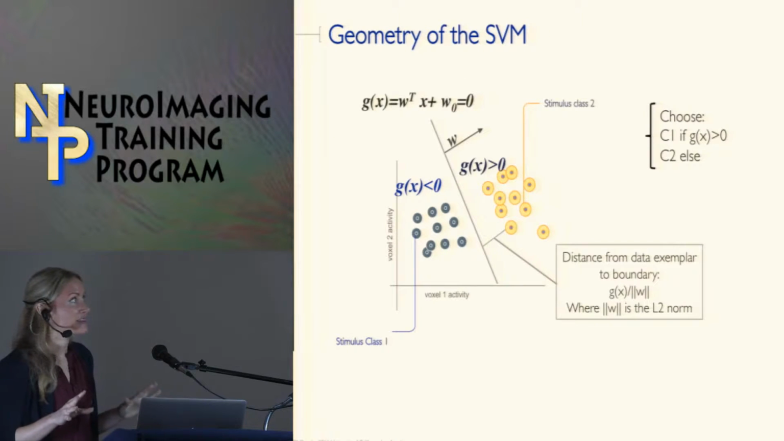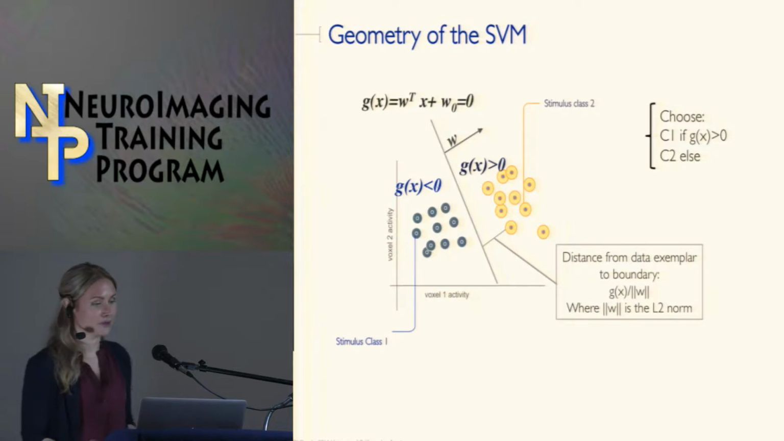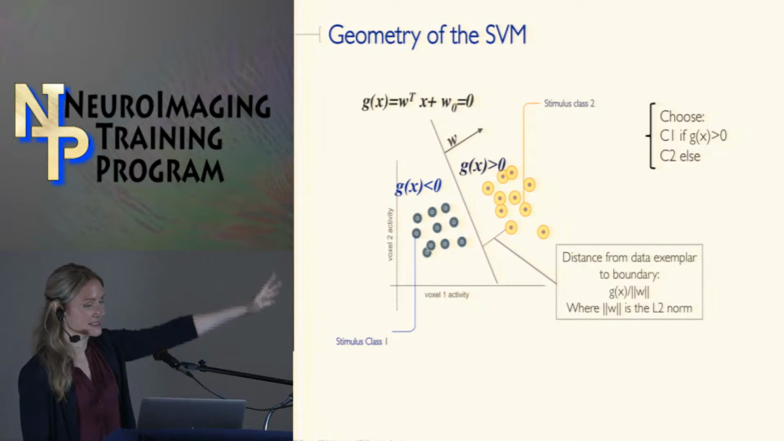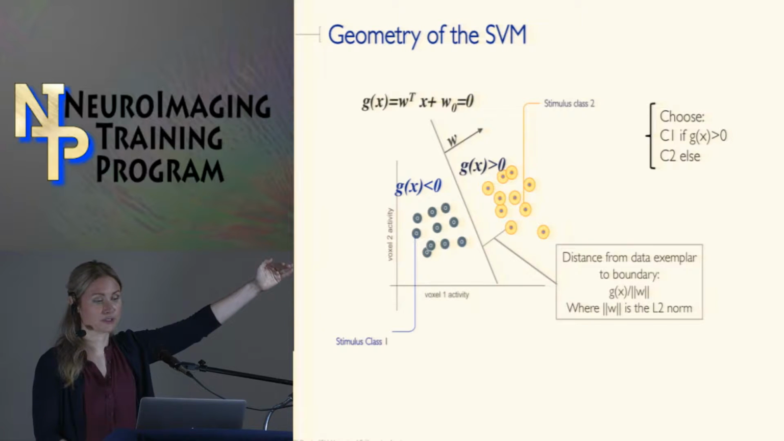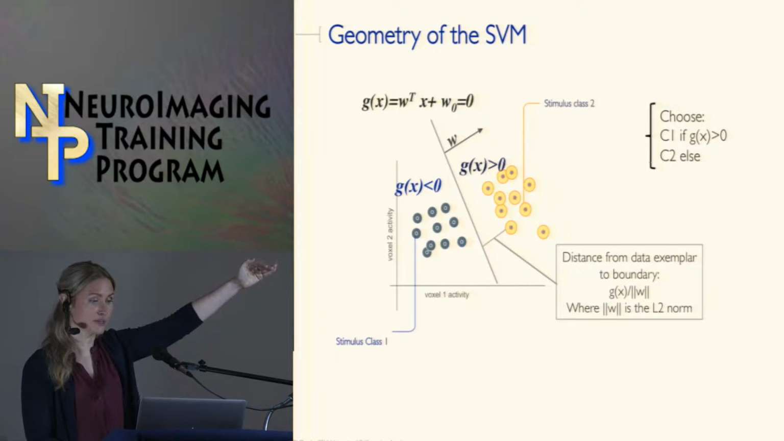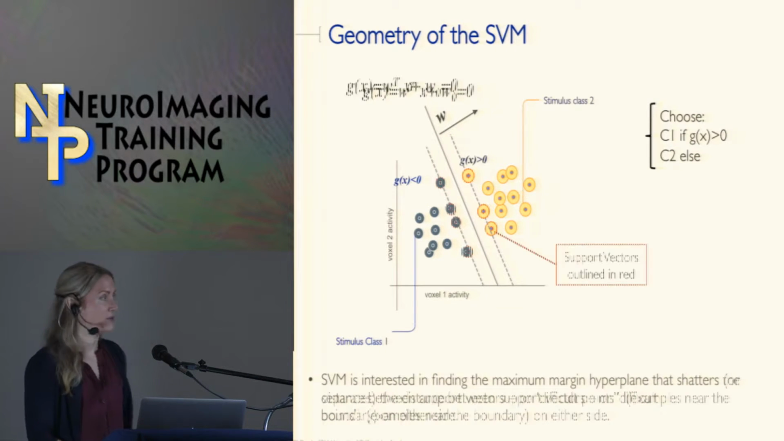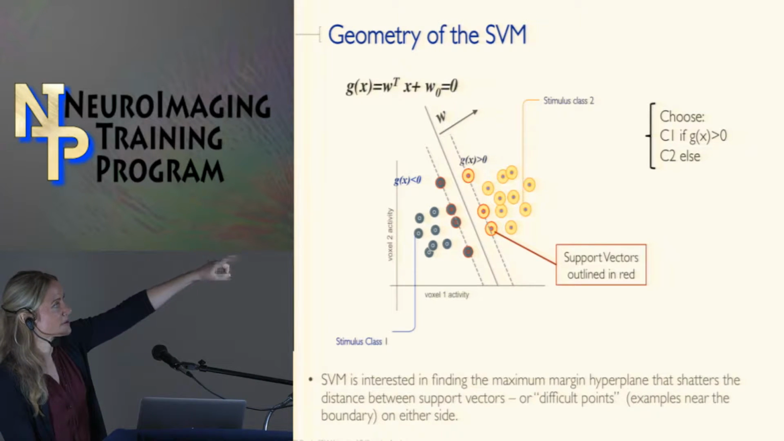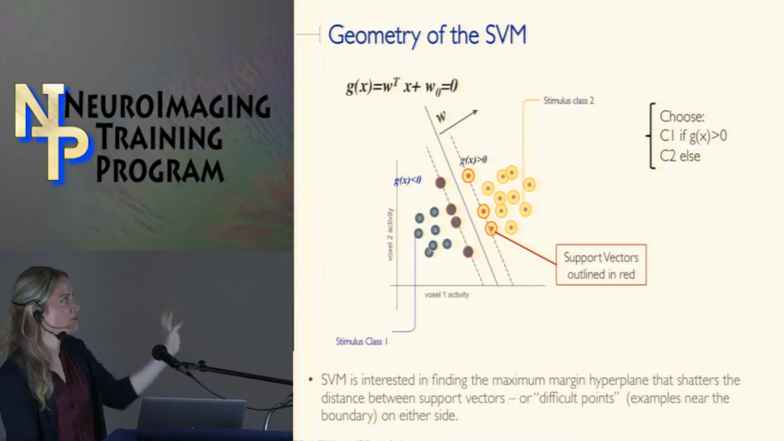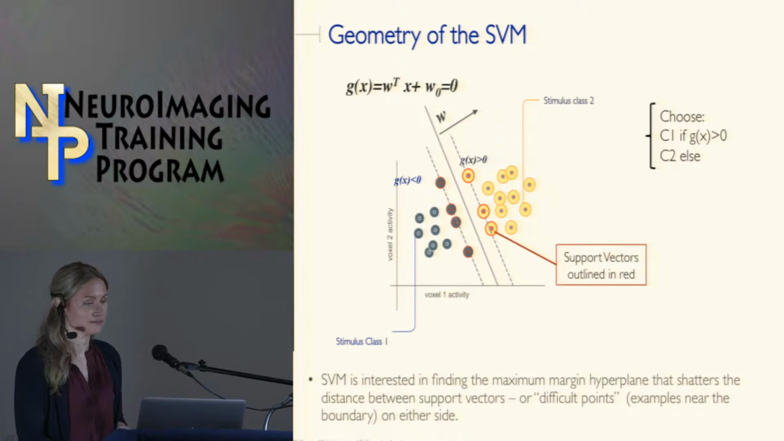So the geometry of SVM is, again, very similar to linear discriminant analysis, the LDA approach. We have two different classes. We have our W vector, which is orthogonal to the decision boundary. We're trying to maximize that boundary. And so here are those points that I was talking about, the ones that actually make an influence, which are the ones closest to the decision boundary, and those are the support vectors.